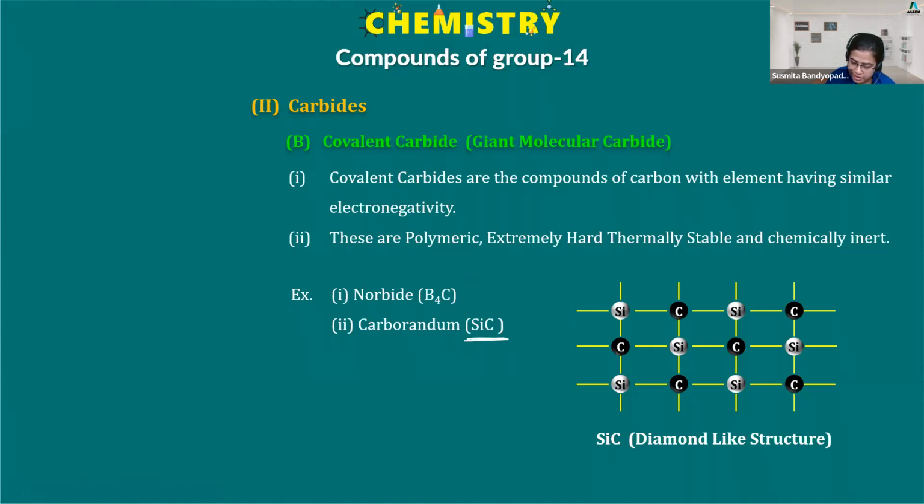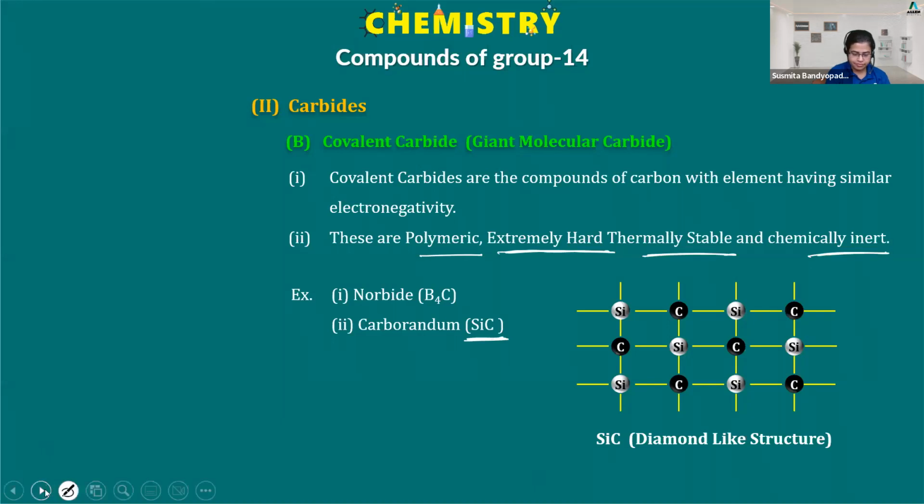Silicon carbide is extremely hard. You can see it's not just SiC, it's polymeric, extremely hard, chemically inert, you can see such a compact arrangement, and thermally stable. So polymeric, extremely hard, chemically inert, and thermally stable.